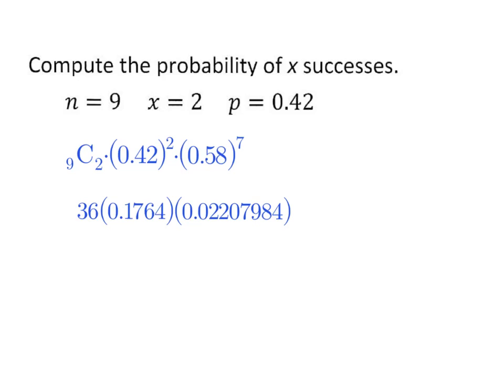And what you end up with is this. And I obviously went to a bunch of more decimal places just to be safe. Okay, and when I multiply that out, you should get 0.14. So whatever this situation is, if I only want to figure out the probability of 2 successes, and my probability of success is basically 42%, out of 9 trials, the probability that 2 of them will be successes is 14%. Okay, so that's it without context.